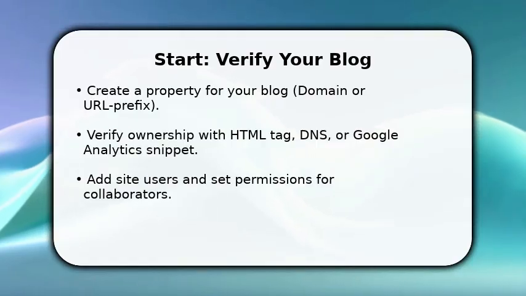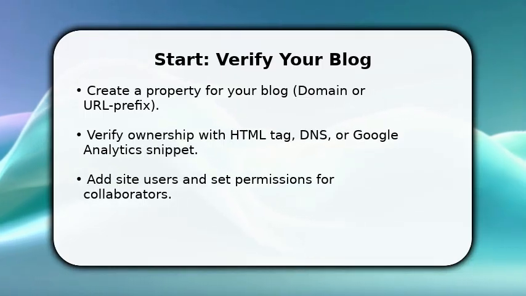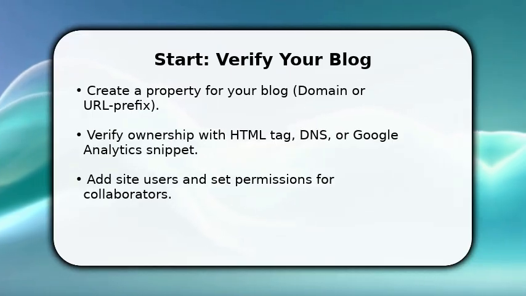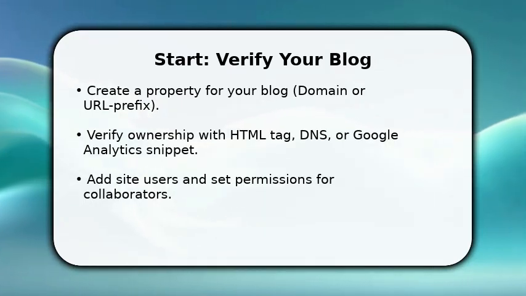You begin by creating a property for your Blogger site in Search Console. Choose URL prefix if you want precise control. Once created, verify ownership right away using the HTML meta tag or the DNS TXT record. Pick the method you can access now.